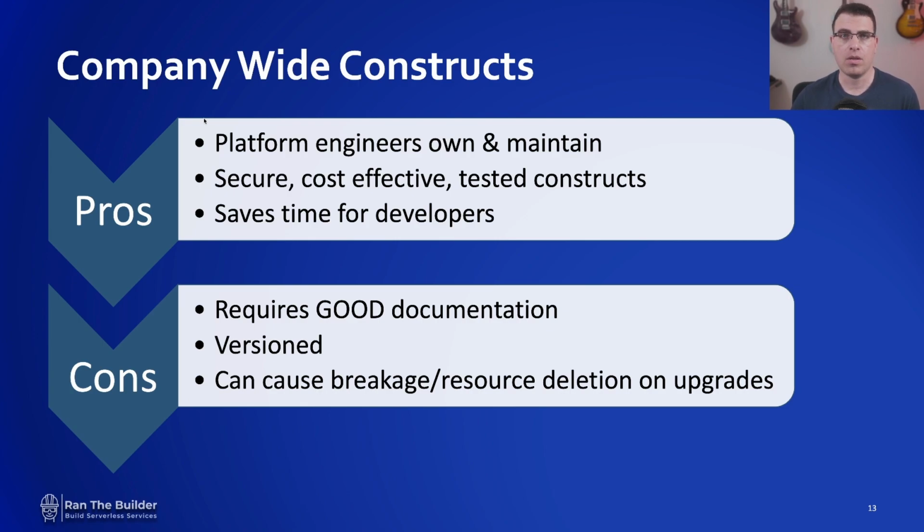Now the con is that you really require good documentation and you need to maintain them, and you keep versions. In Python, we have versions for libraries that we share, which means that at some point, when people upgrade, they might break or delete resources by mistake. So it's something that they need to make sure they don't do. And we're going to talk about how you make sure for backups and resilience that doesn't happen. So just a thing to keep in mind when you have an external dependency like that.